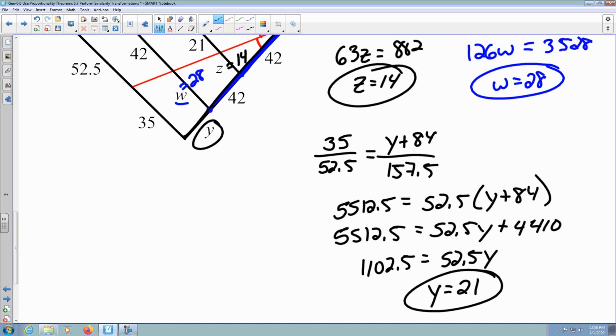Okay, so that is being able to use proportionality theorems. Again, use those formulas on the first page. They're there to help you. Make sure it's consistent throughout the whole thing, and you should be just fine.